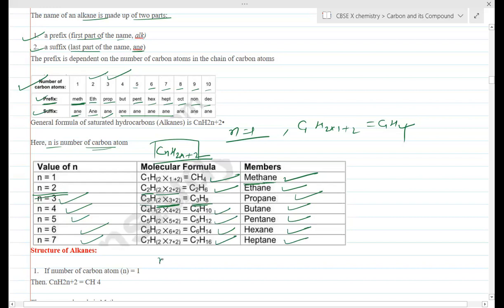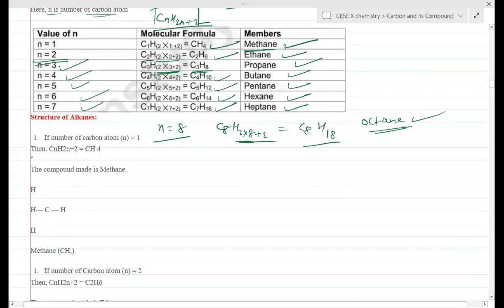If you put n equal to 8, C8H(2 into 8 plus 2). So we can write C8H, 16 plus 2, how much? 18. Okay. So this is what? Oct is the root word and ane is the suffix, octane.